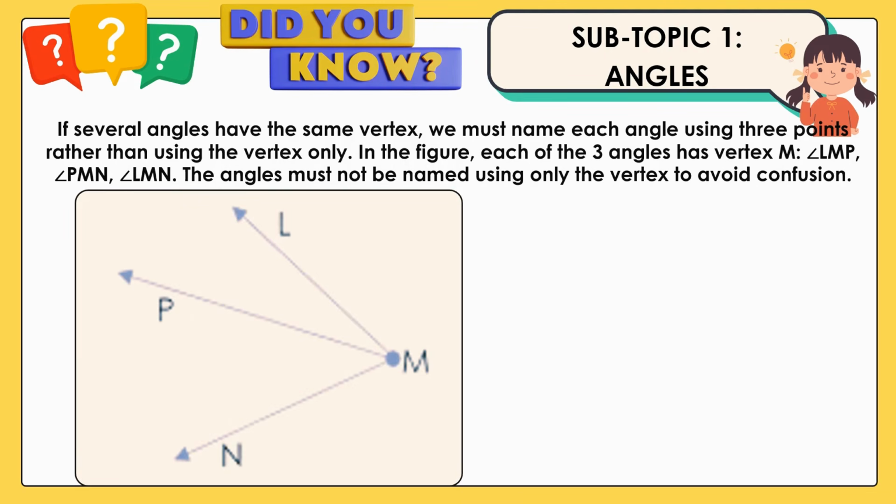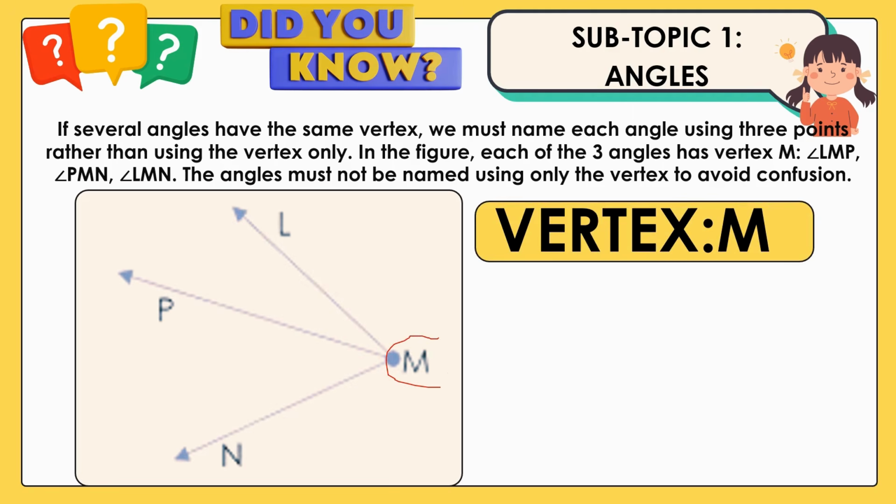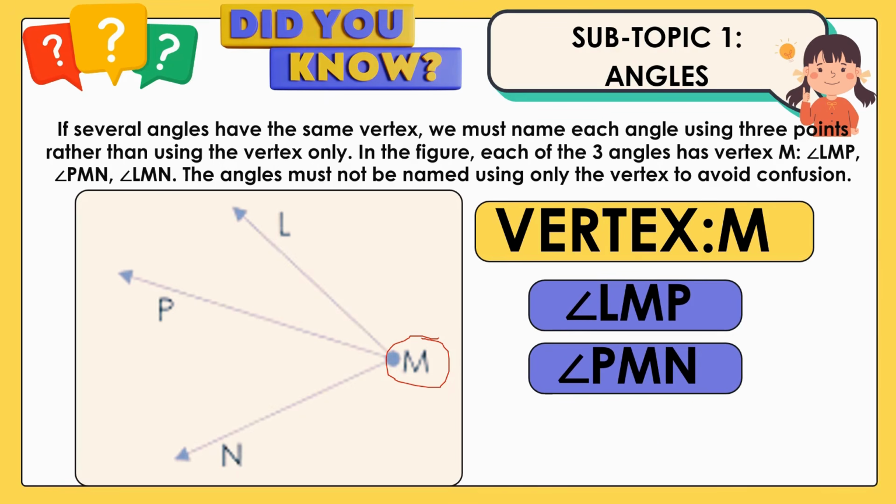If several angles have the same vertex, we must name each angle using 3 points rather than using the vertex only. In the figure, each of the 3 angles has vertex M. Angle LMP, or angle PMN, or angle LMN. The angles must not be named using only the vertex to avoid confusion.